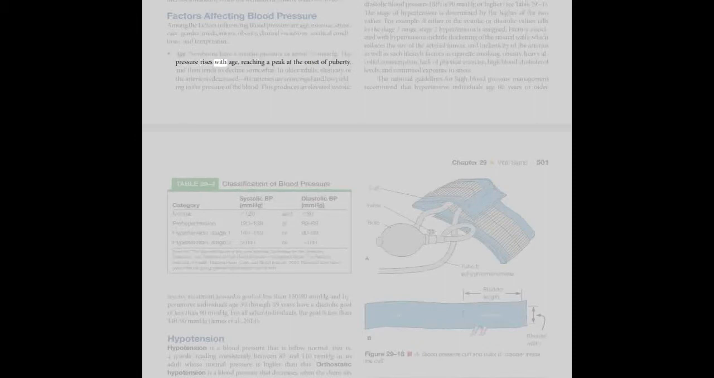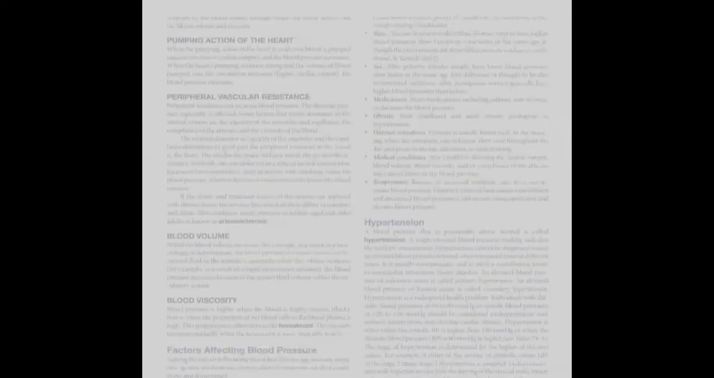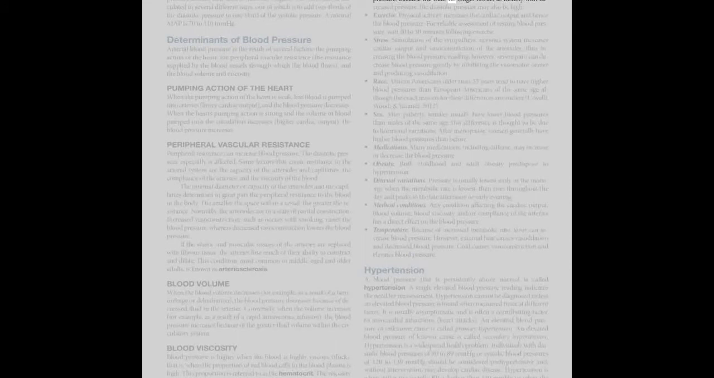The pressure rises with age, reaching a peak at the onset of puberty, and then tends to decline somewhat. In older adults, elasticity of the arteries is decreased, the arteries are more rigid, and less yield to the pressure of the blood. This produces an elevated systolic pressure. Because the walls no longer retract as flexibly with decreased pressure, the diastolic pressure may also be high.